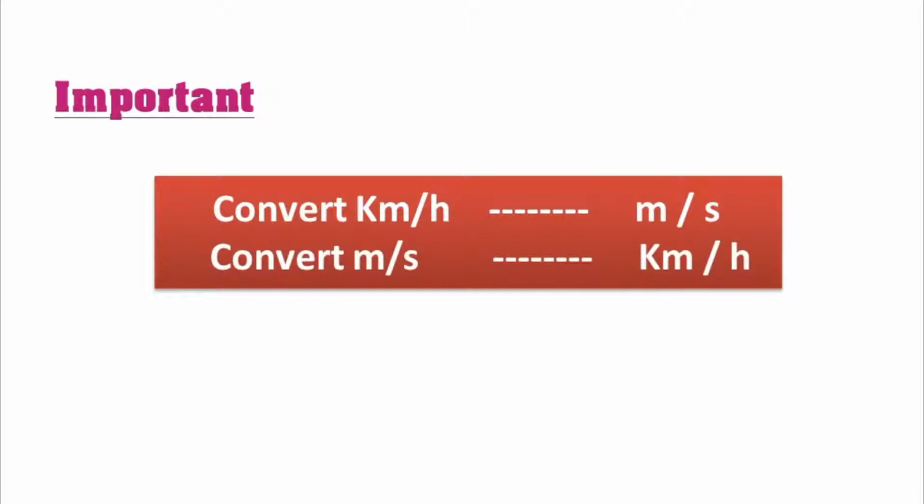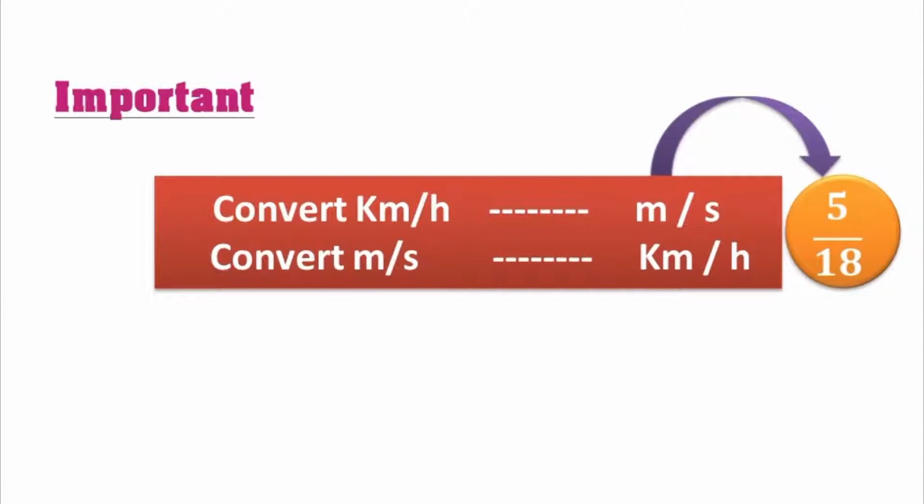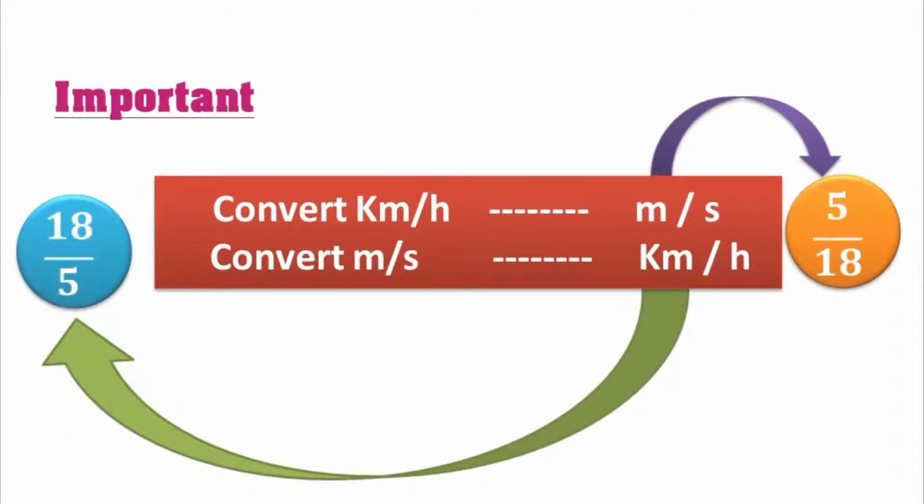It is very easy. If you want to convert kilometer per hour to meter per second, just multiply the given value by 5 by 18. You will get the answer. And if you want to convert meter per second to kilometer per hour, just multiply the given value by 18 by 5 and you will get the answer.